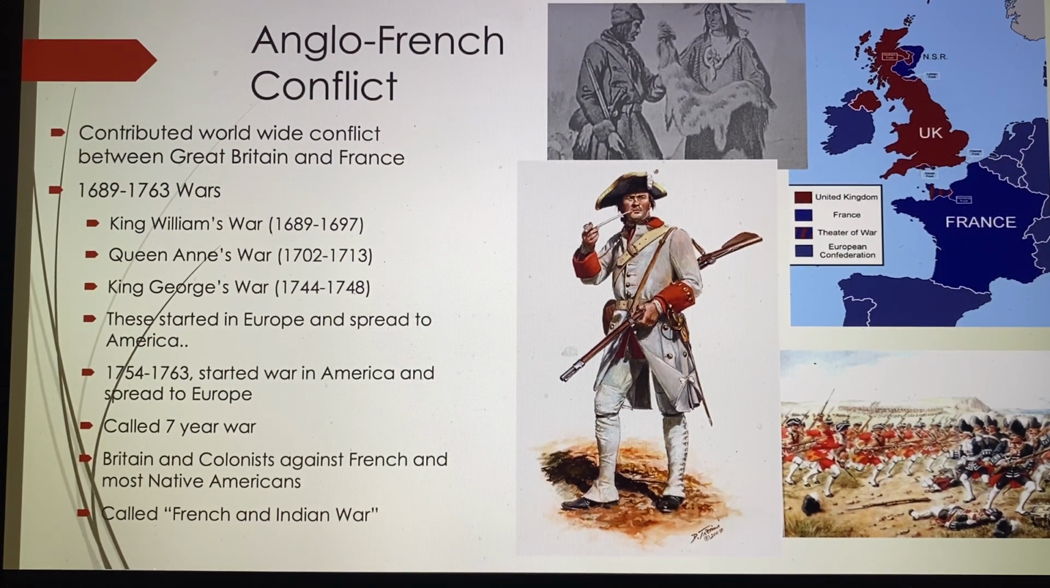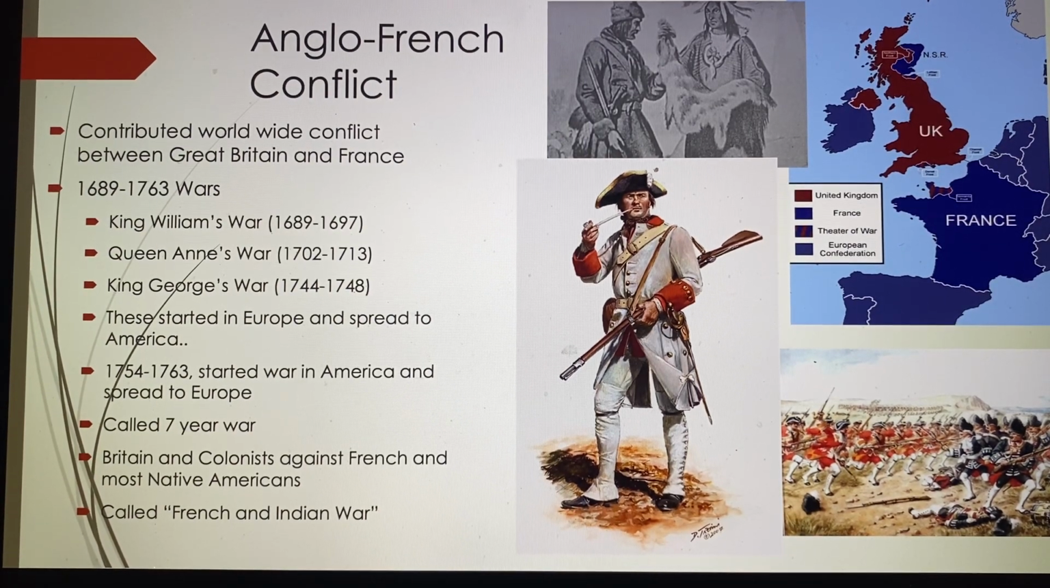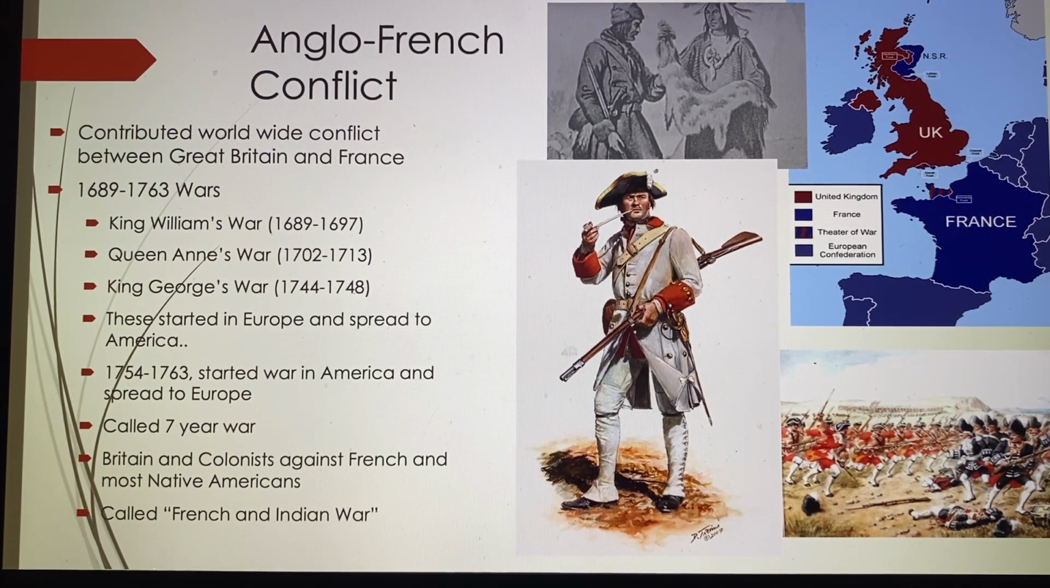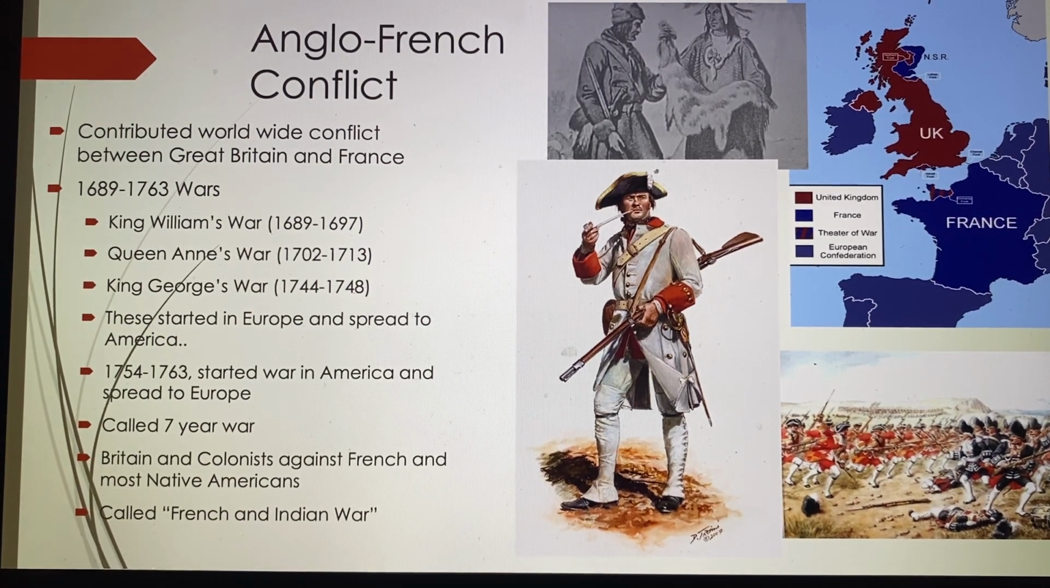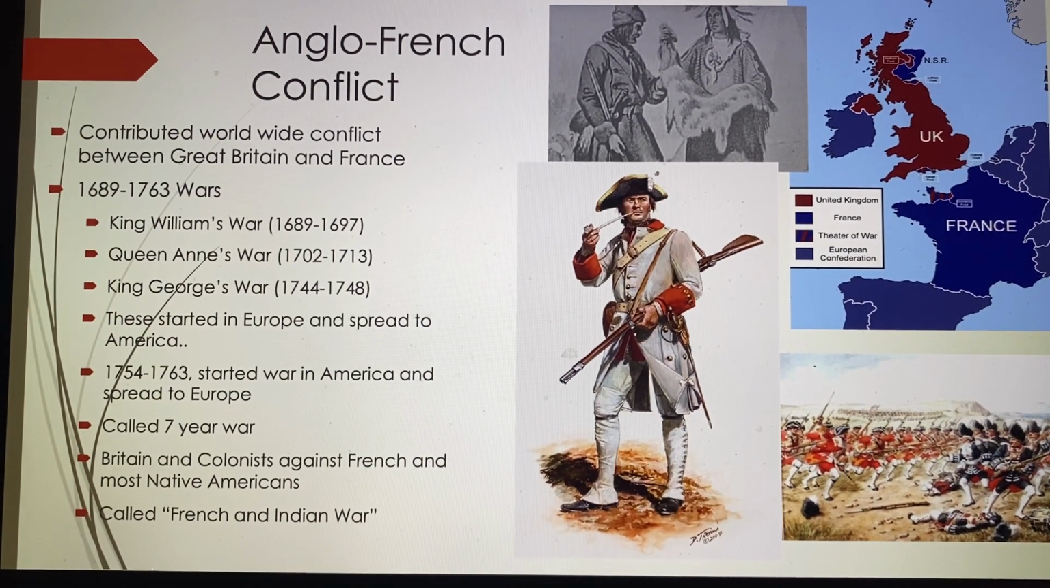This was the French and Indian War that I'm talking about, the 7-Year War. Britain and the colonists, basically England or Britain and the colonists, were against the French and most Native Americans, called the French and Indian War. You see here the French trading with the Indians, so the Indians were actually friends with the trade.